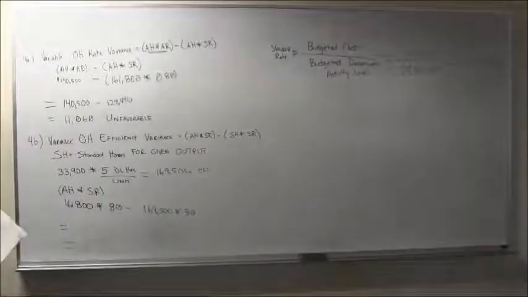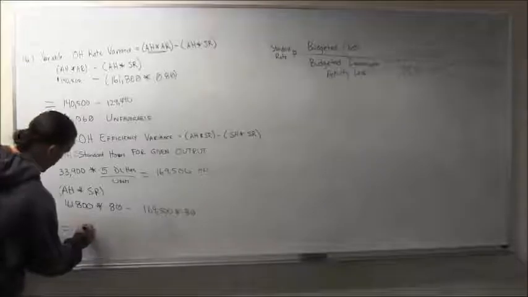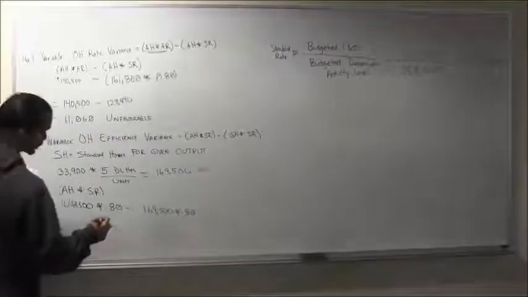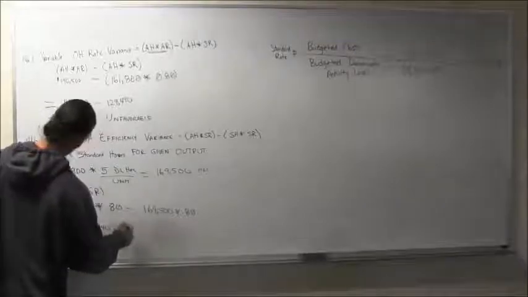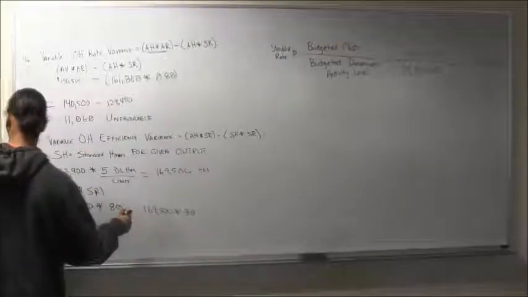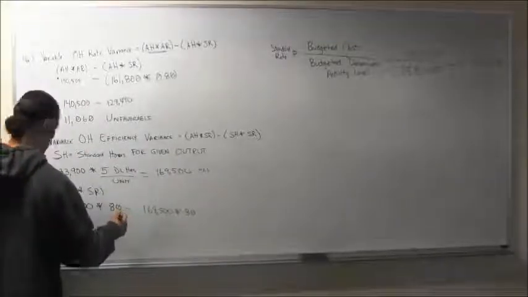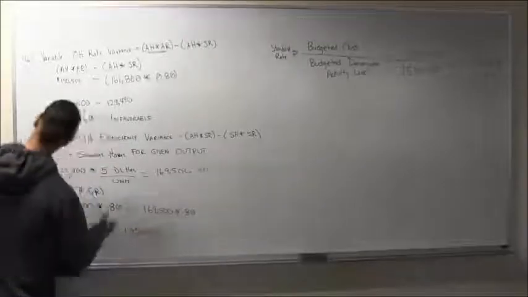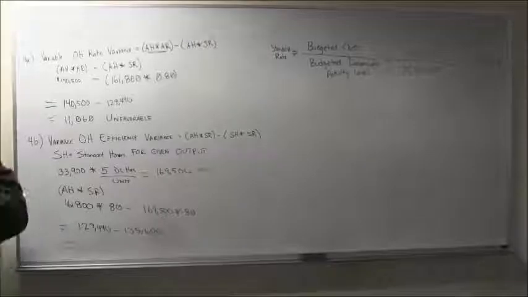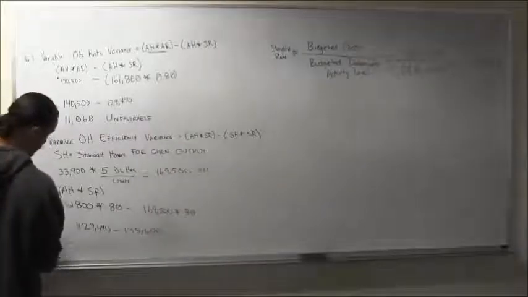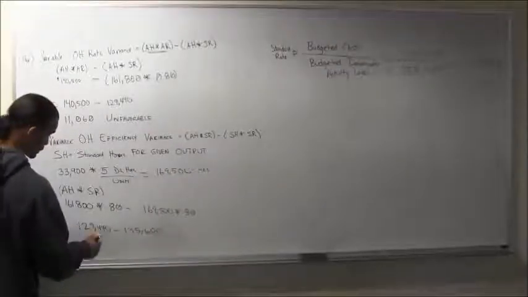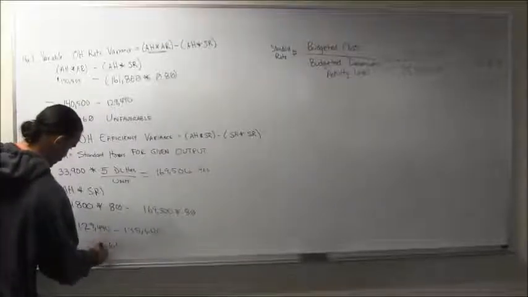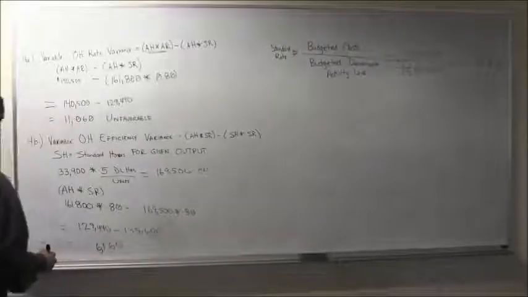So the first is 129,440 minus 135,600. The difference there is 6,160. Okay.